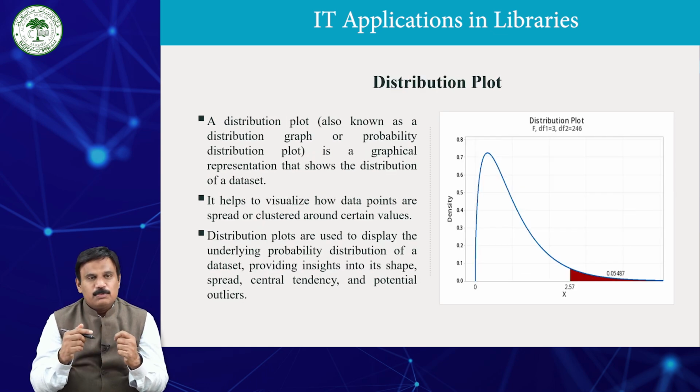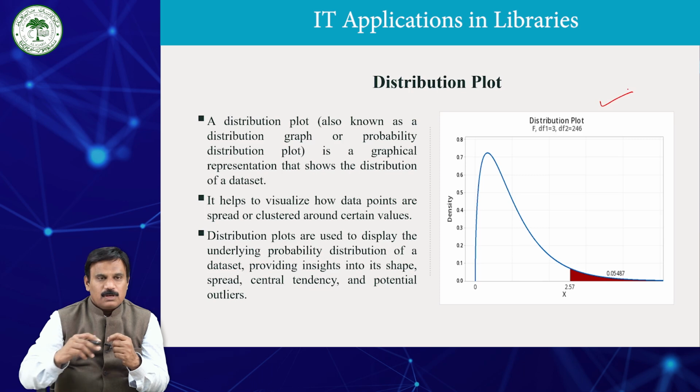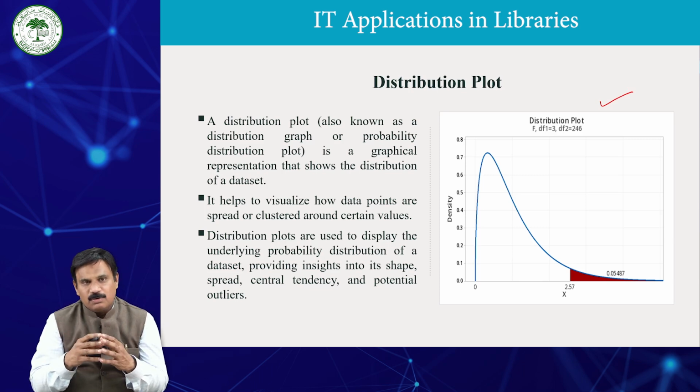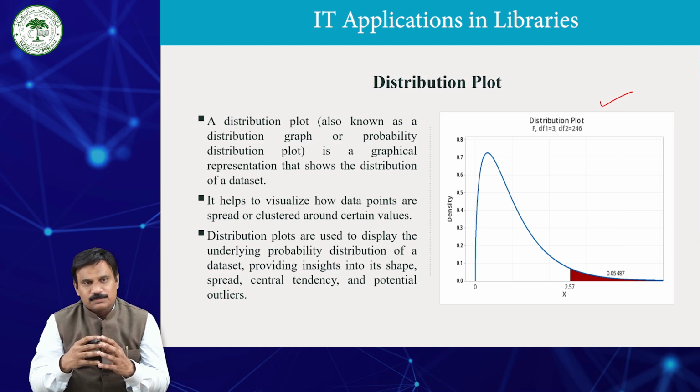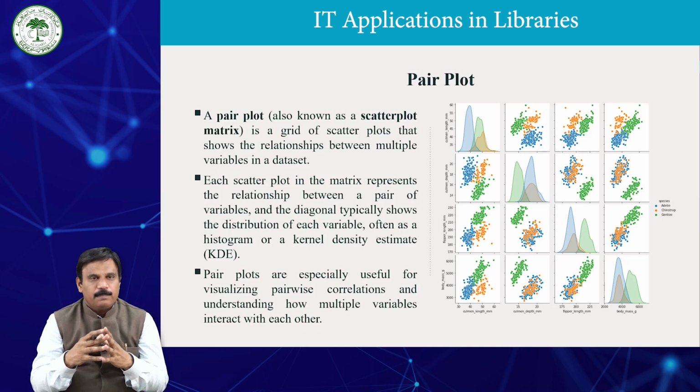Distribution plot. A distribution plot is also known as a distribution graph or probability distribution plot. It is a graphical representation that shows the distribution of data sets. It helps to visualize how data points are spread or clustered around certain values. Distribution plots are used to display the underlying probability distribution of a dataset, providing insights into its shape, spread, central tendency, and potential outliers.